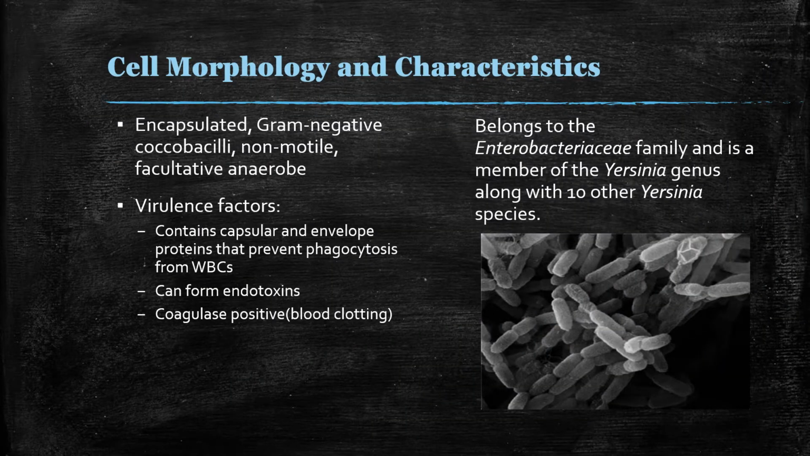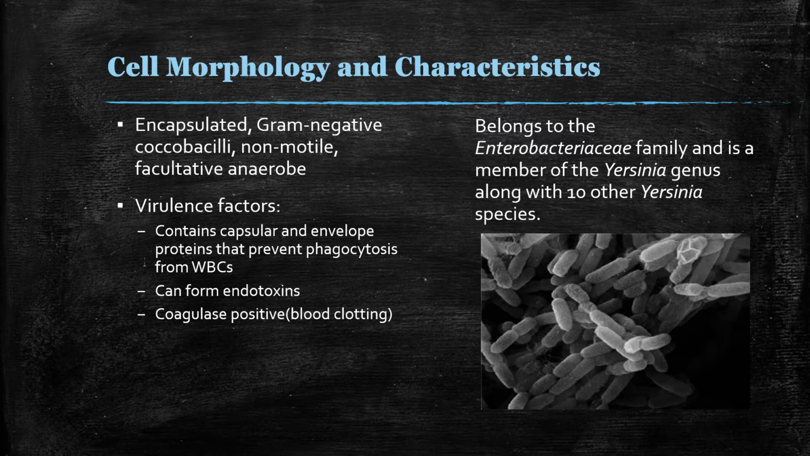Now that we understand the causative agent of the plague, it's important to talk about its morphology and characteristics. Yersinia pestis is an encapsulated gram-negative coccobacillus that is non-motile and a facultative anaerobe. It has physiological characteristics as far as being able to ferment certain carbohydrates such as glucose, mannitol, and trehalose, but does not use citrate to thrive and grow.